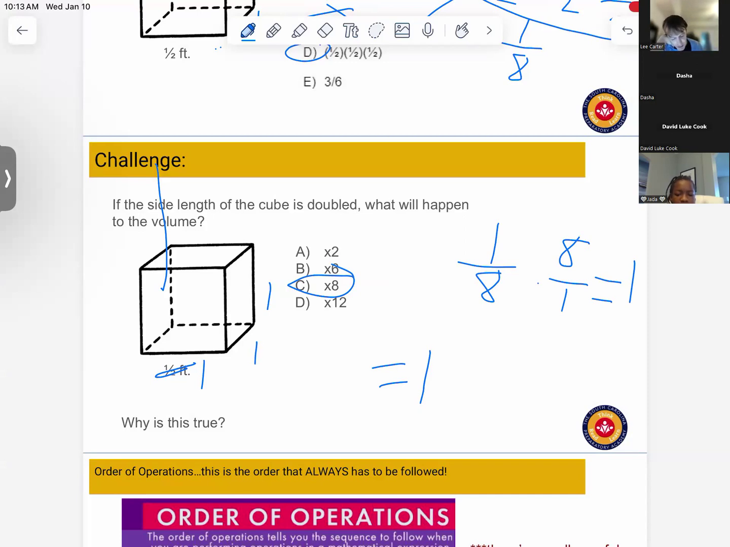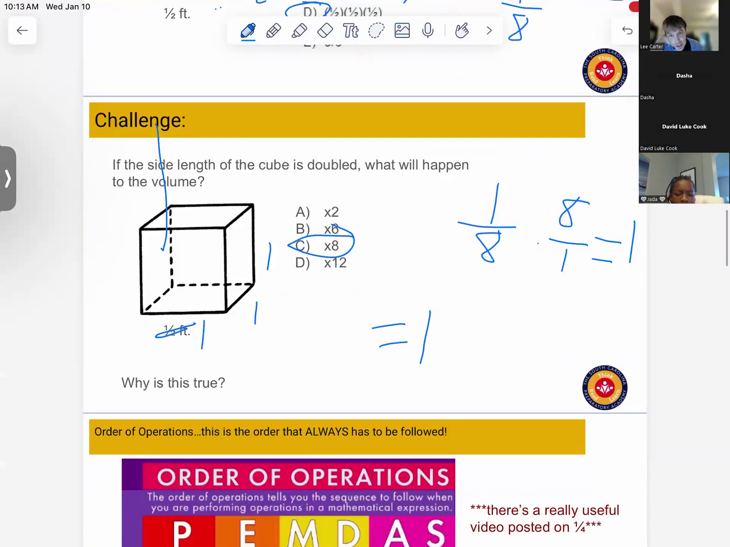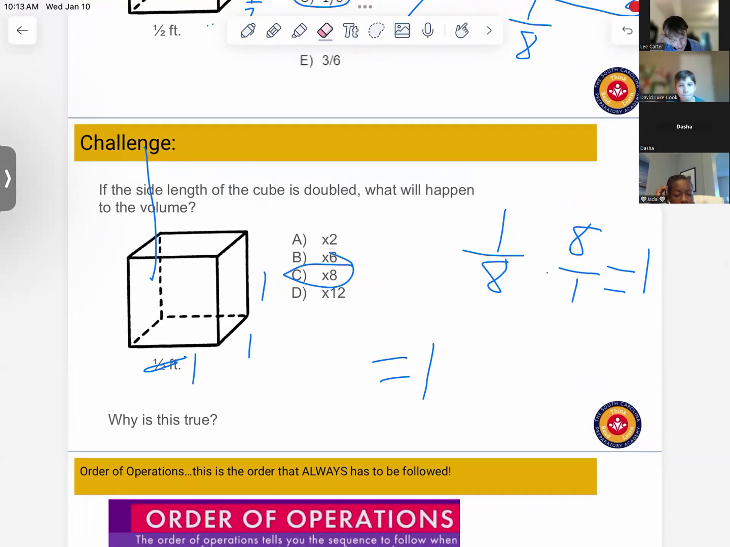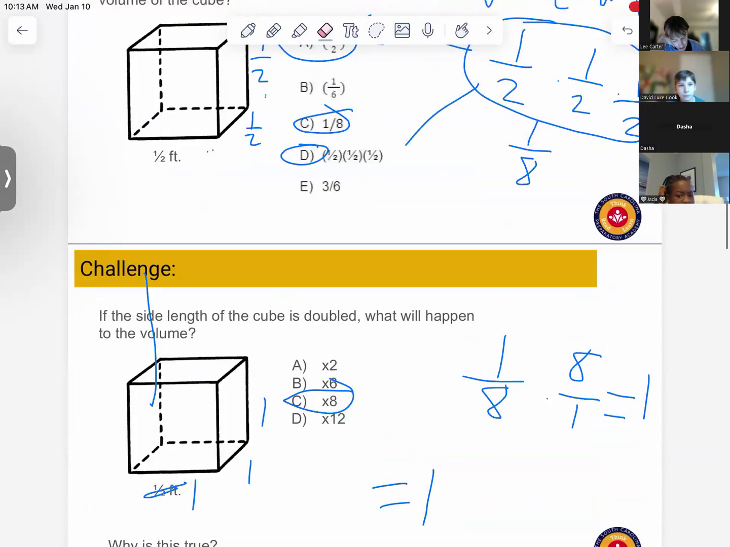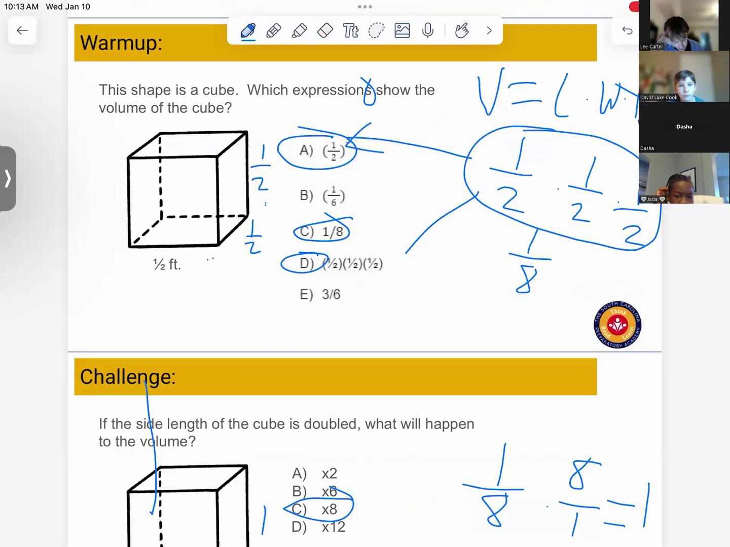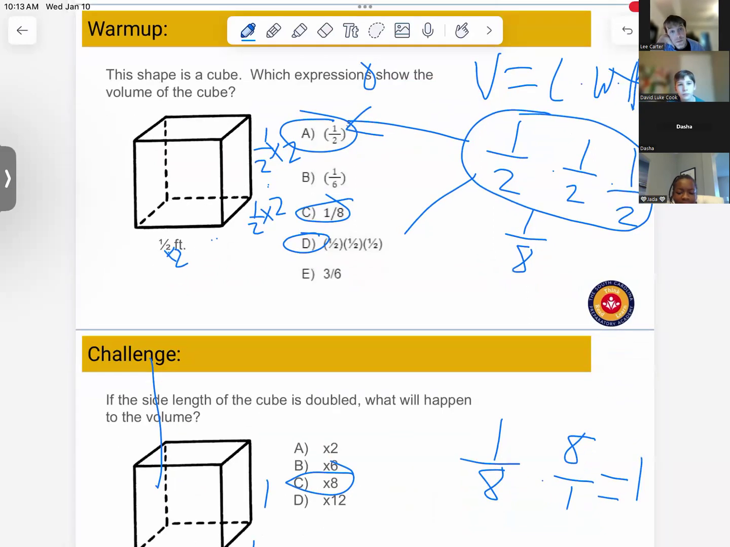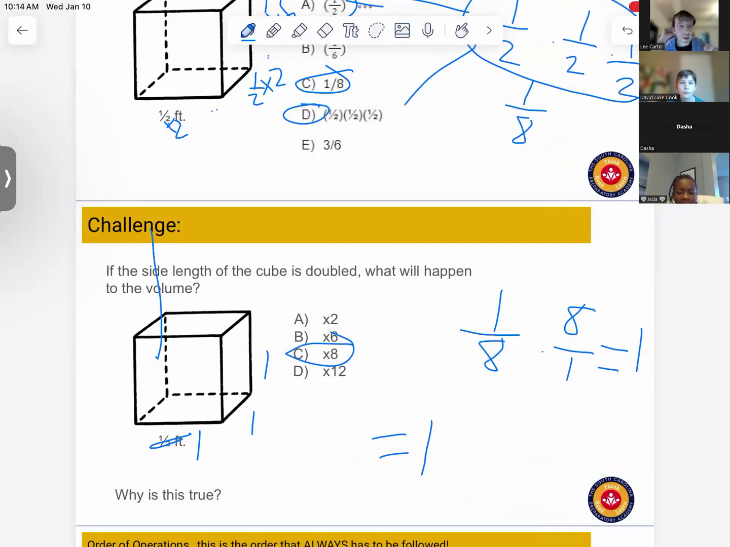Okay, so look at this. What we did is we did each side times 2, right? So look at it like this. We did 1/2 times 2. We doubled each one of them. So this is times 2, this is times 2, and this is times 2. So what we did here is we took the side length, okay, and each side we did times 2, right?